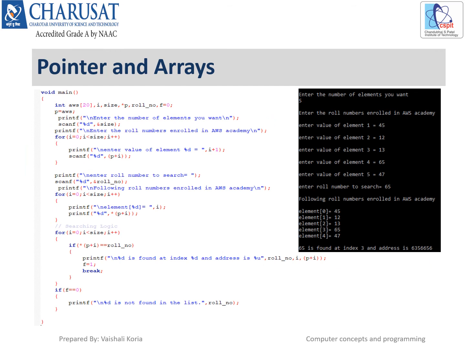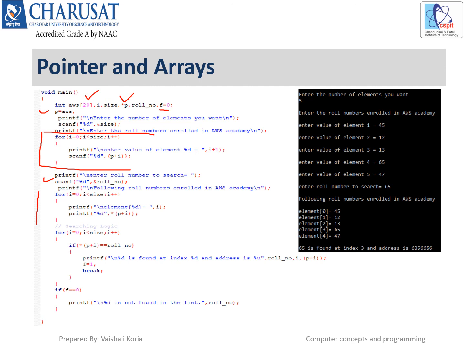Okay, so this is the complete program. The array declaration, the pointer declaration, and the f variable which is initialized to 0. Then the pointer is initialized with the address of the first element of the array. This for loop is for the input, then here we enter the roll number. This for loop is for printing all the array elements.